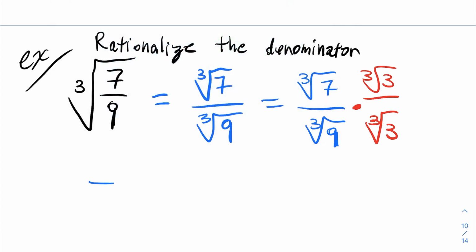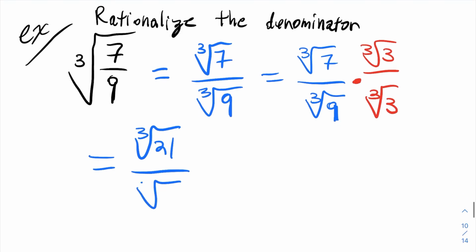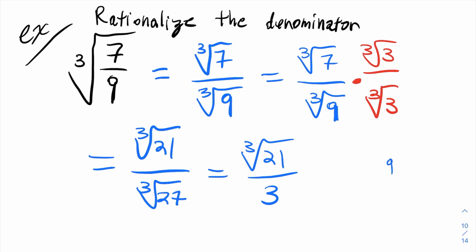So let me see here. On top I'll get the cube root of 21, which is still irrational, but I don't care. The bottom is the cube root of 27, and because 3 times 3 times 3 is 27, this is the cube root of 21 over 3. A rational number. So there I've rationalized the denominator by multiplying the top and bottom by the cube root of 3. All you have to do is look at multiples of 9 to see when you find a perfect cube.